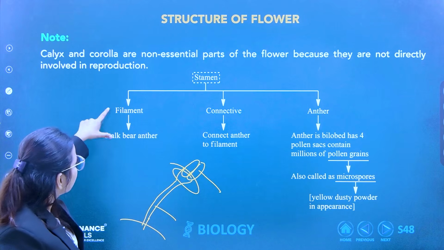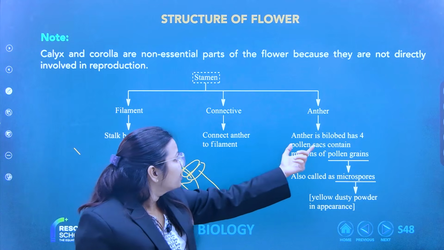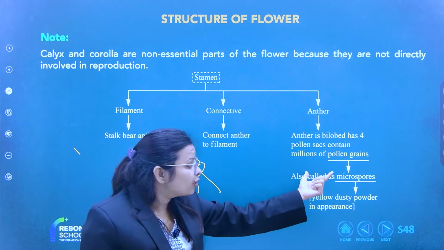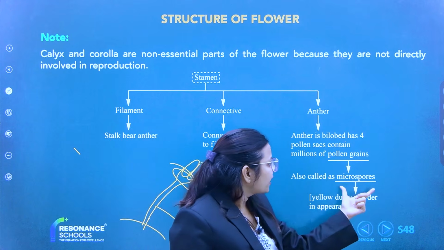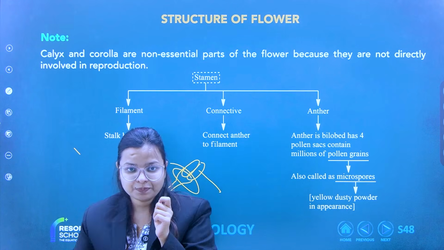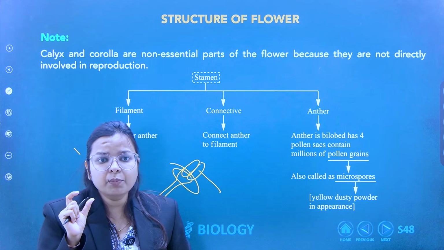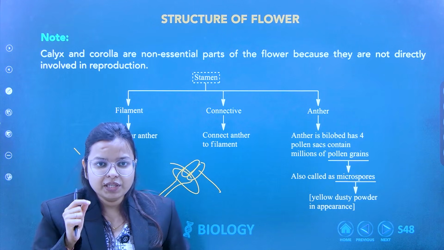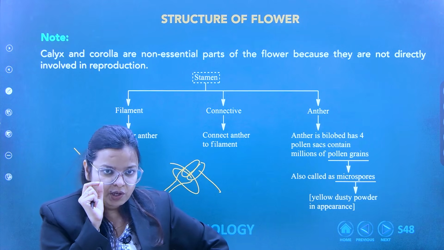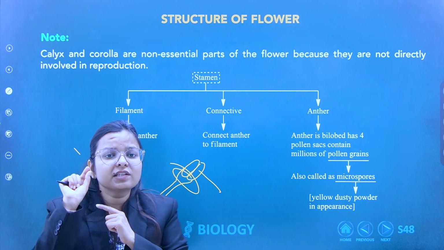So the filament is the stalk which bears the anther, and the connective connects anther to filament. The anther is bilobed, has four pollen sacs, and contains millions of pollen grains, also called microspores, yellow dusty powder in appearance. If you look carefully at the male part inside a flower, there is a small yellow dusty powder. If you touch it, that yellow dusty powder will stick to your finger.